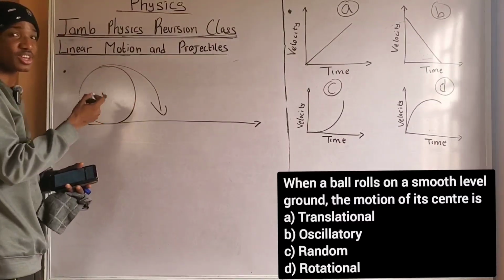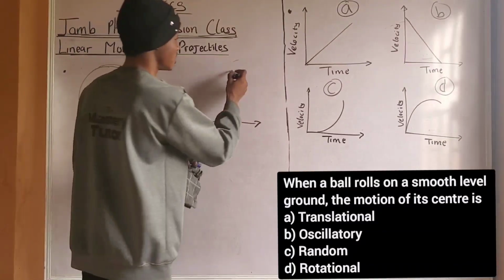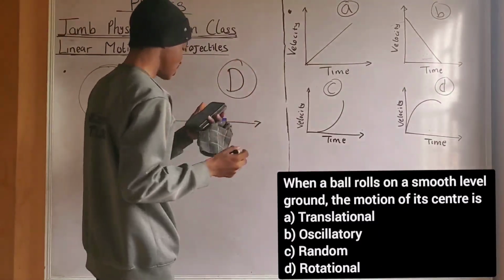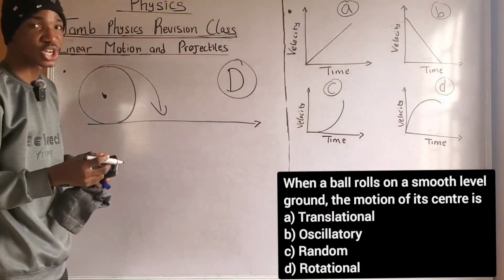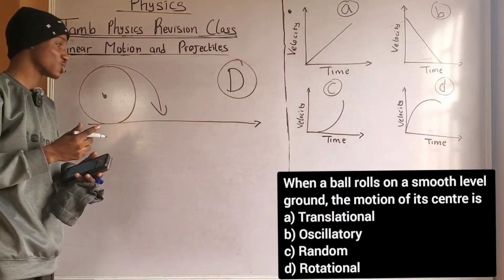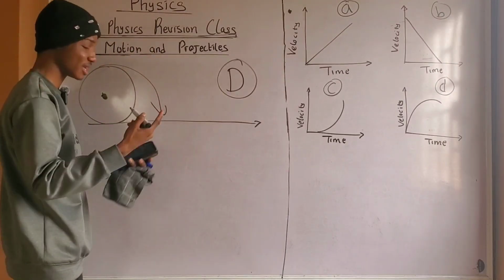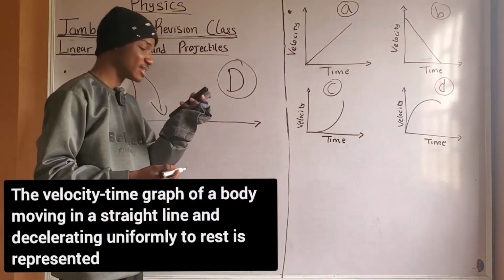Is rotational. Are you getting what I'm trying to say? Is in circular form. So therefore, the correct option is option D. The motion of its center is what we are concerned about now. So the motion of its center is rotational, in circular form. Let's look at the next question.